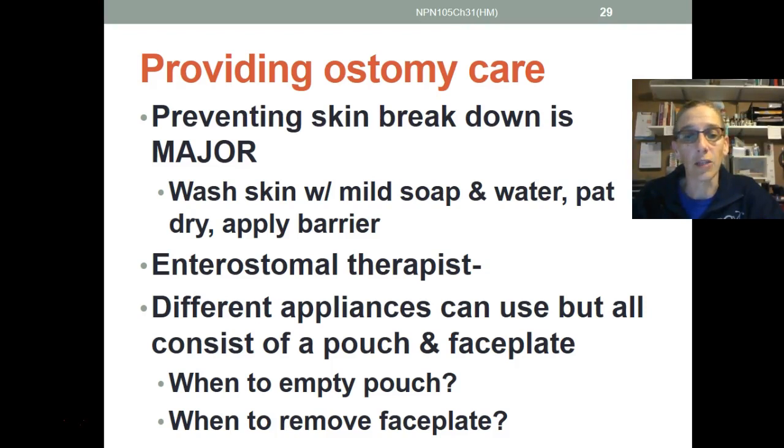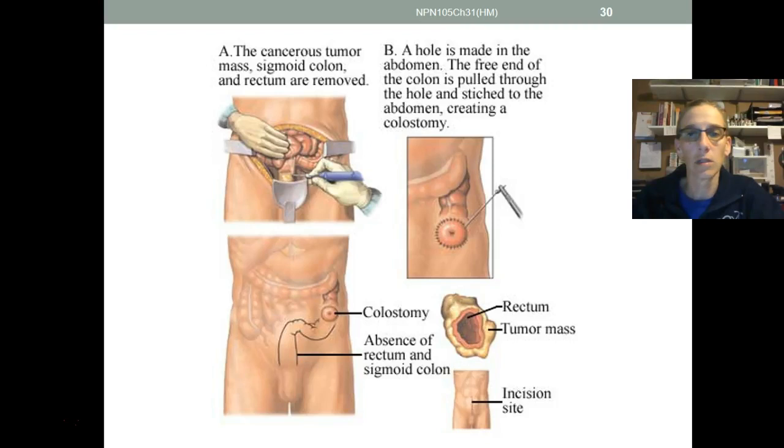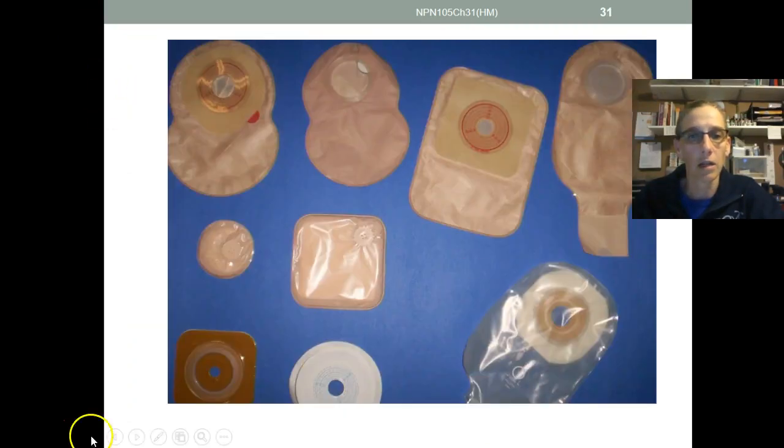Different appliances can be used, but all consist of a pouch and a faceplate. So, when do you empty the pouch? Maybe I should show you the pictures first. So, this is the faceplate that goes on the skin. And then here's your pouch that attaches to the faceplate on the skin.